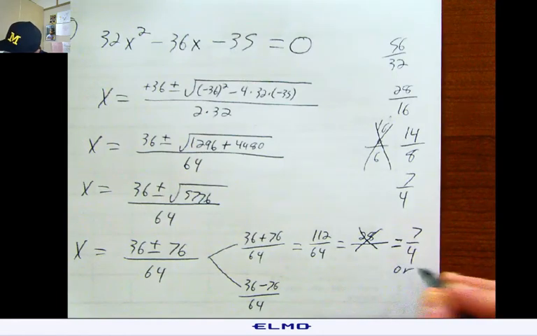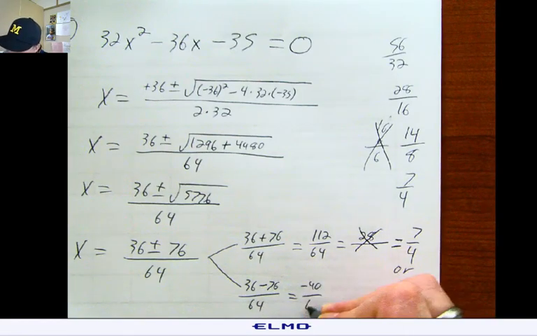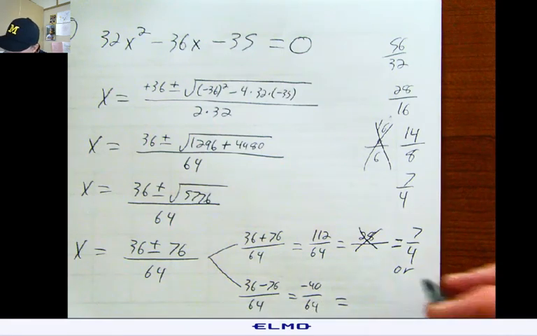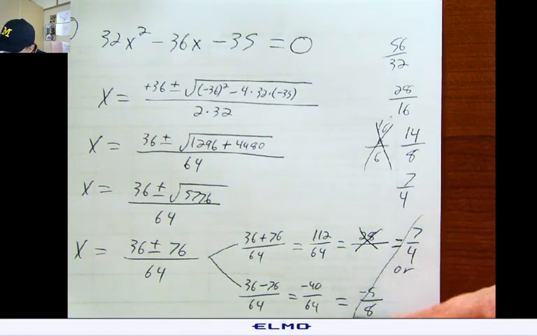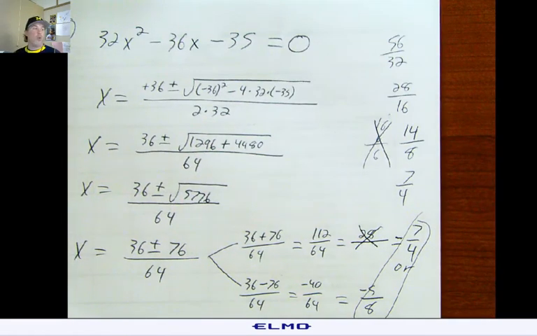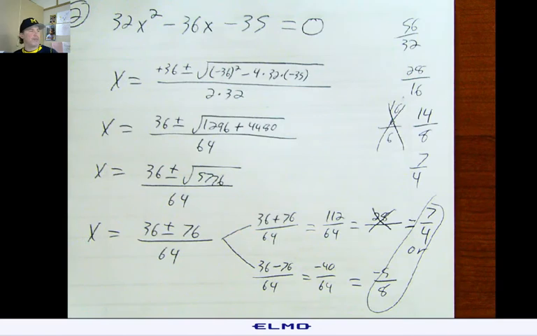And then 36 minus 76 is negative 40 over 64, and if you divide both of those by negative 8, you get negative 5 over 8. So I have 7/4 or negative 5/8. Wow, that's an ugly answer. That's not that ugly. It actually worked out quite nicely.